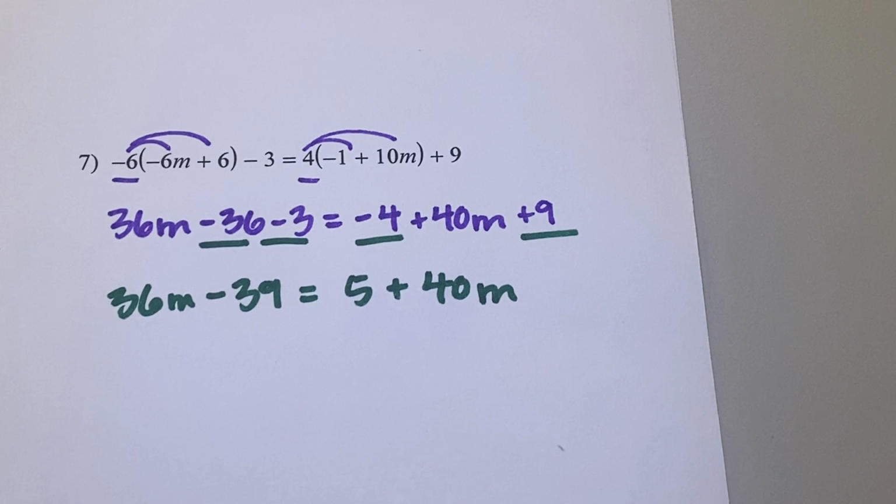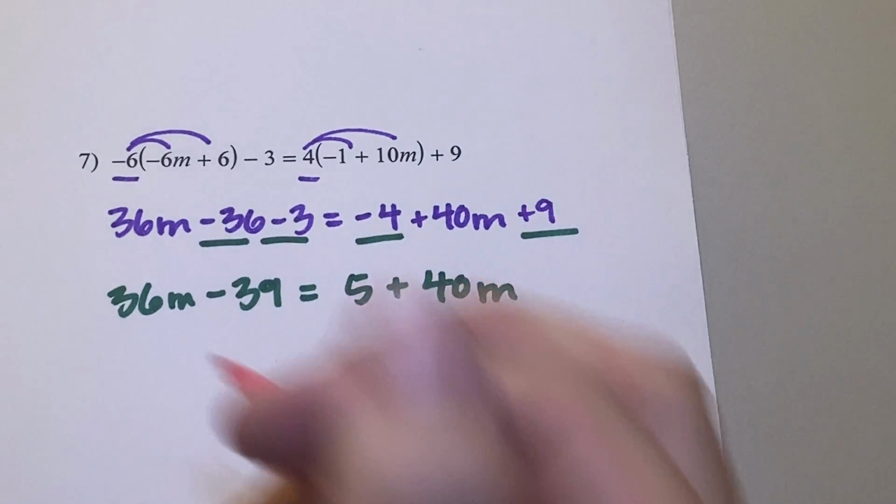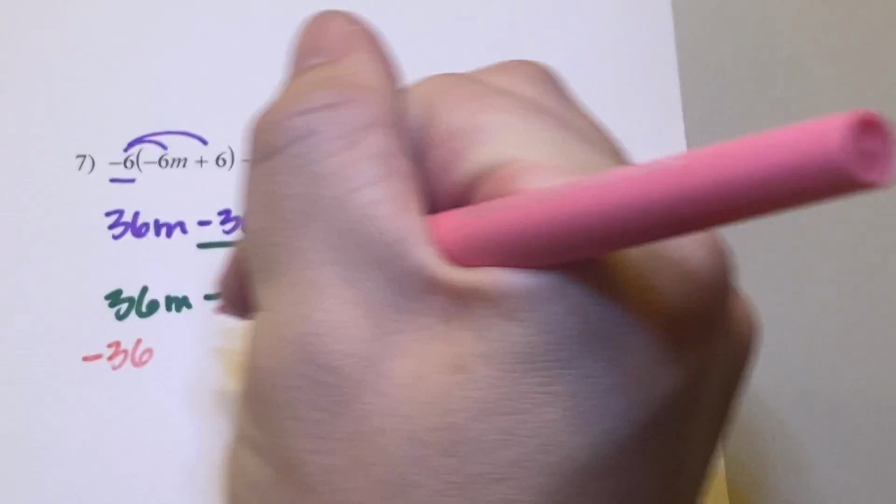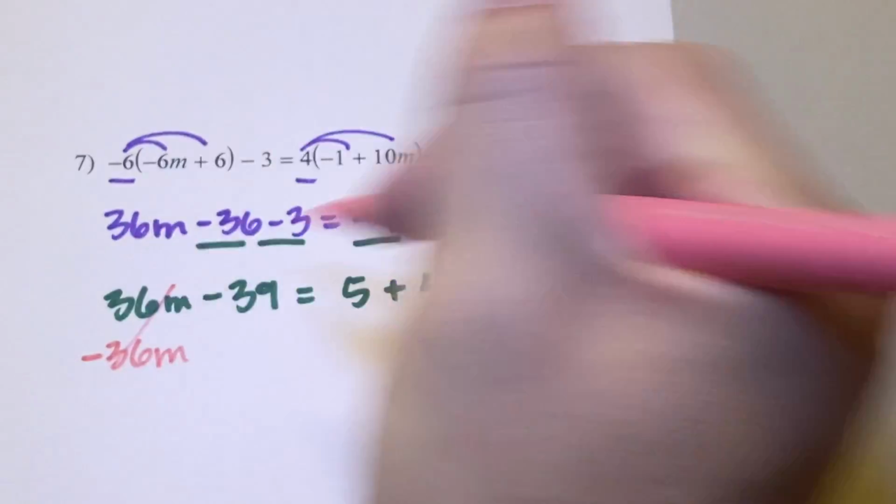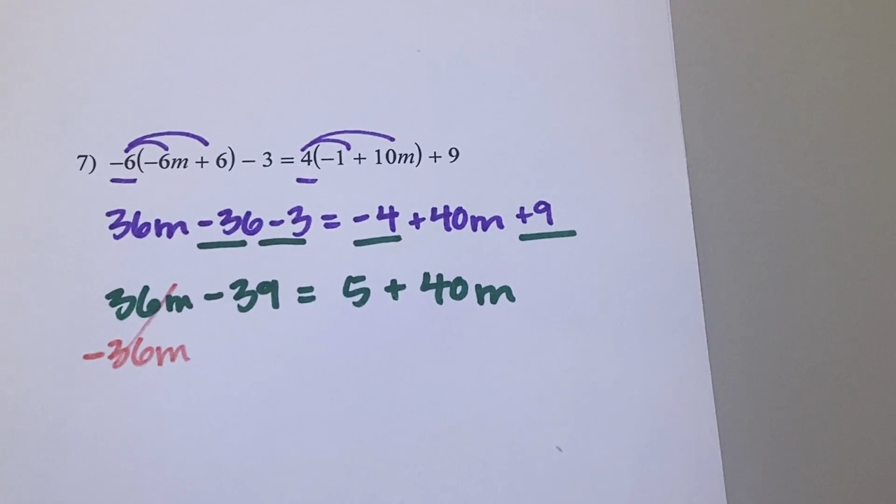We need to move our m's so that they're all on one side. Which should we move, the 36 or the 40? 36 is smaller. Could you move the 40 and still get the same answer? Yes. Okay, we're going to do the opposite of positive 36m.